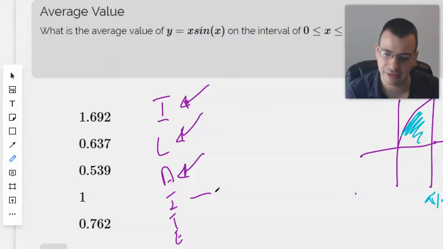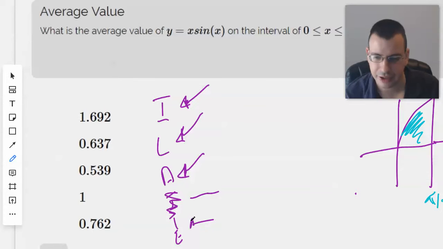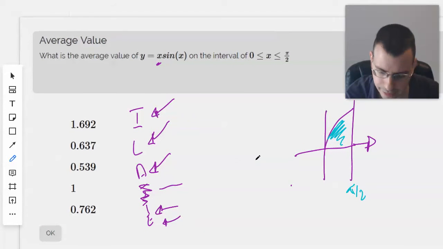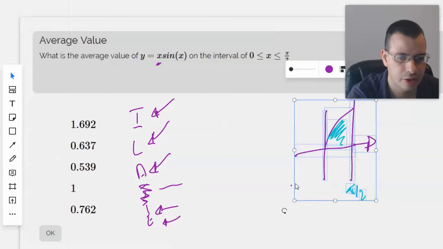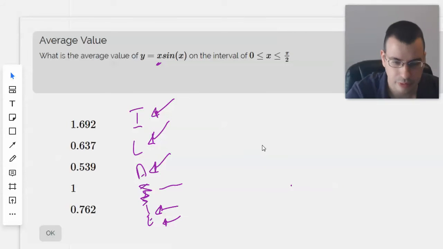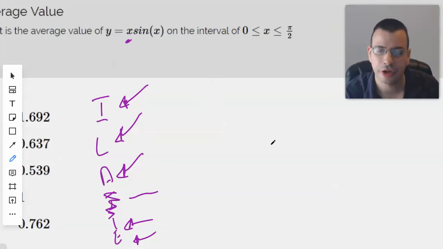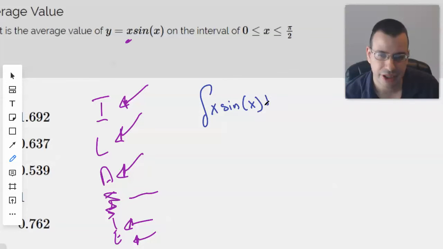Wait a sec, what's the second I for? I'll get rid of that second I. Trigonometric, exponential. So x would fall under algebraic. So we're going to go for that right now. So we have the integral of x sine of x dx.